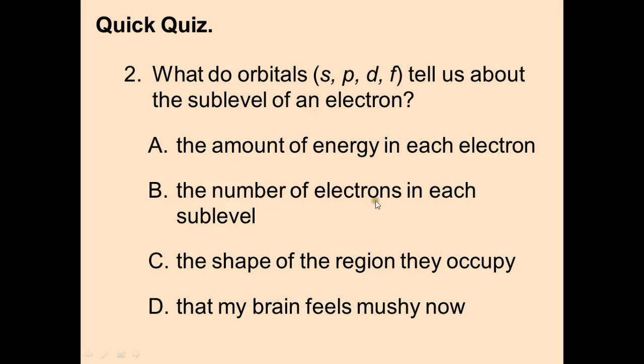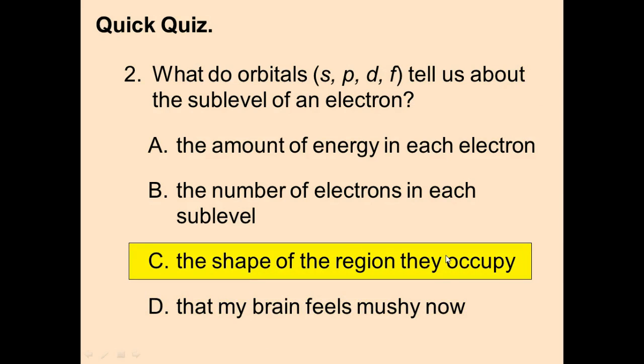B, the number of electrons in each sublevel. It doesn't tell us a number. If you remember, s, p, d, f just showed the shape of the orbital. So s was a sphere, p was a double dumbbell, d had 4 O's, and f had about 8 or 9 Oreos. And so it shows the shape of the region they occupy. So the answer is C. So moving on to the next PowerPoint about electron configuration.